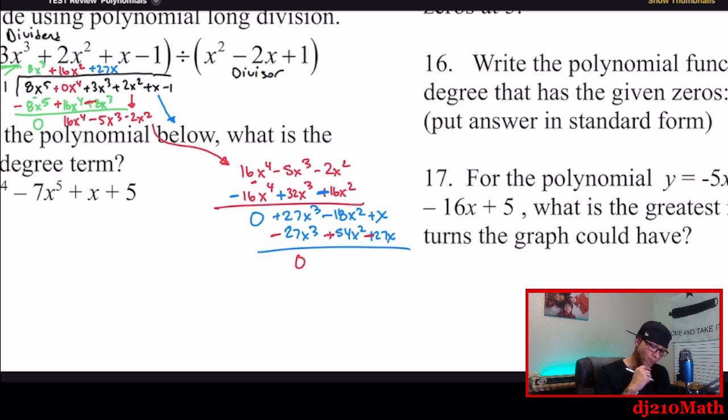So it's going to be a positive number. 54 is bigger, and so we subtract. So 54 minus 18. It's going to be 44. 44 minus 8. 40, 36. So 36x squared. And then x minus 27 is minus 26x.